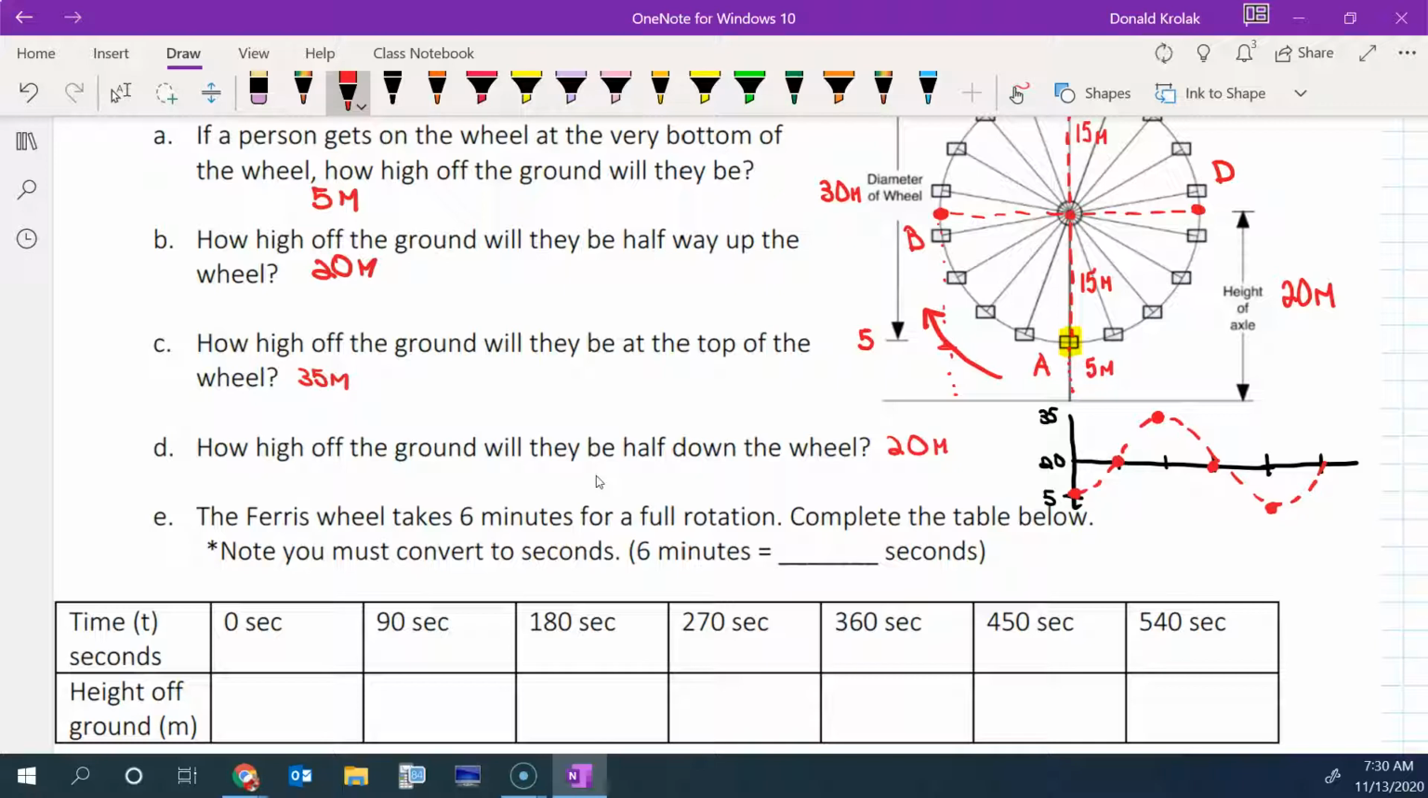Okay, so your sine curve got shifted. Okay, there's a normal sine curve right there. But to get it to match this situation, we had to slide it to the right, to match the graph of the data.